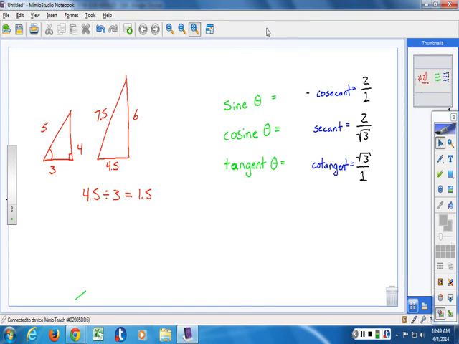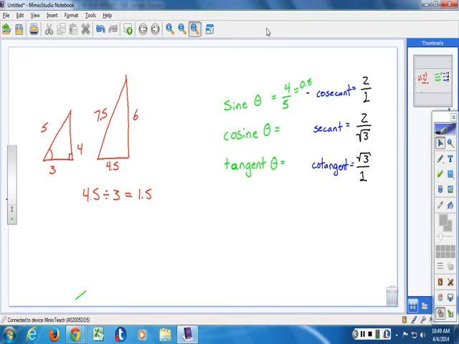So for the original one, the 3, 4, 5 triangle, what was the sine value? Sine equals y over r, which is 4 over 5. Good. And what is 4 over 5 when you put it into your calculator and hit equals? 0.8.